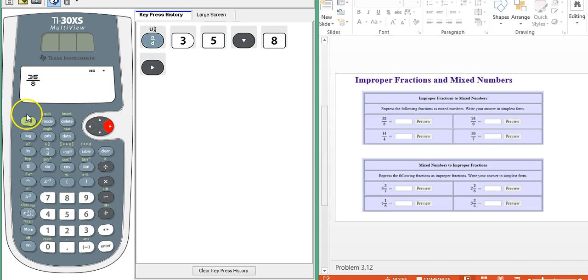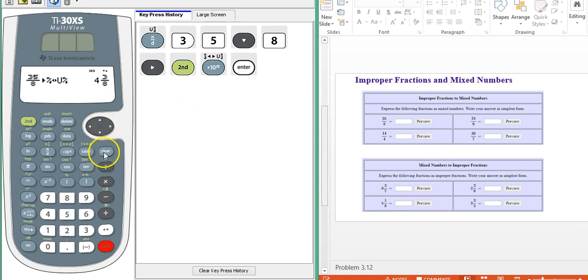So I have my improper fraction, so I'm going to hit second and this button. You can get a better view of it there. Hit enter, and it changed the improper fraction to a mixed number. Also note it will always simplify the fractional part in either case. Okay. So now let's do the same thing, but we'll start with a mixed number and then we'll have it changed to an improper fraction.